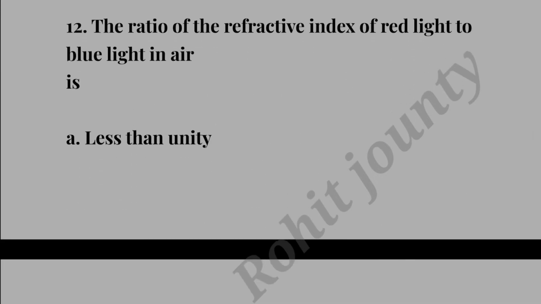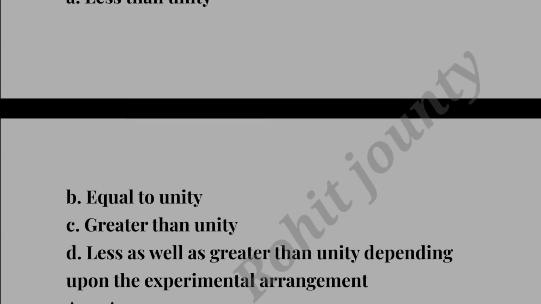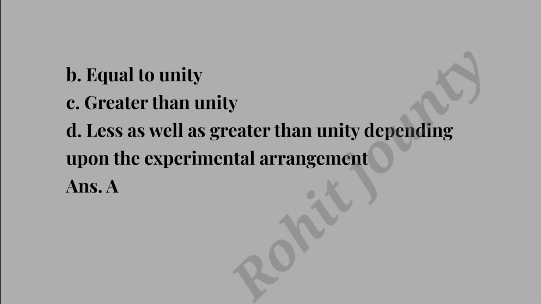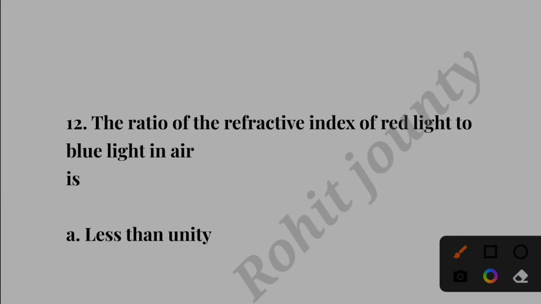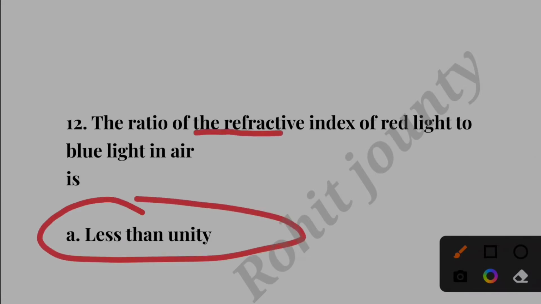Question number 12. The ratio of the refractive index of red light to blue light in air is: option A less than unity, option B equal to unity, option C greater than unity, option D less as well as greater than unity depending upon the experimental arrangement. The correct answer is option A, less than unity. The ratio of the refractive index of red light to blue light in air is less than unity.